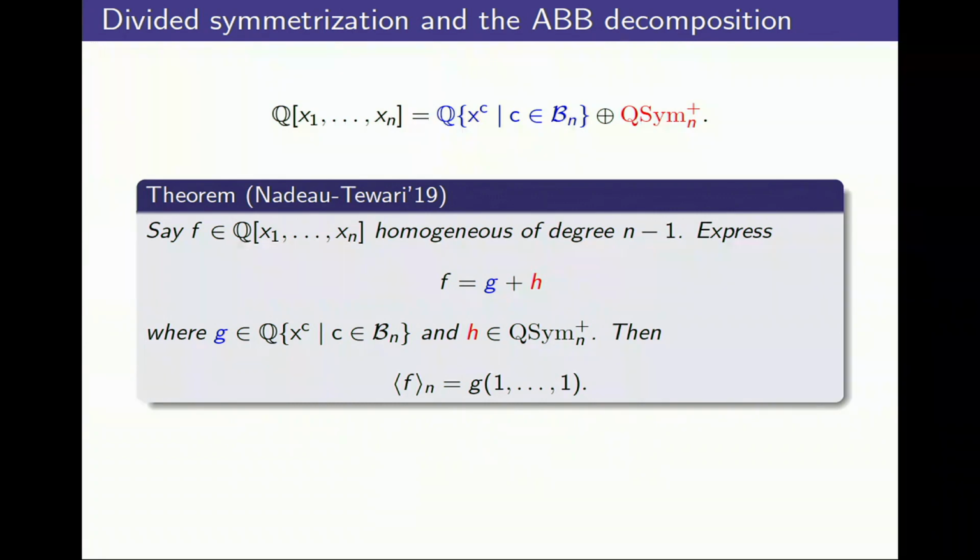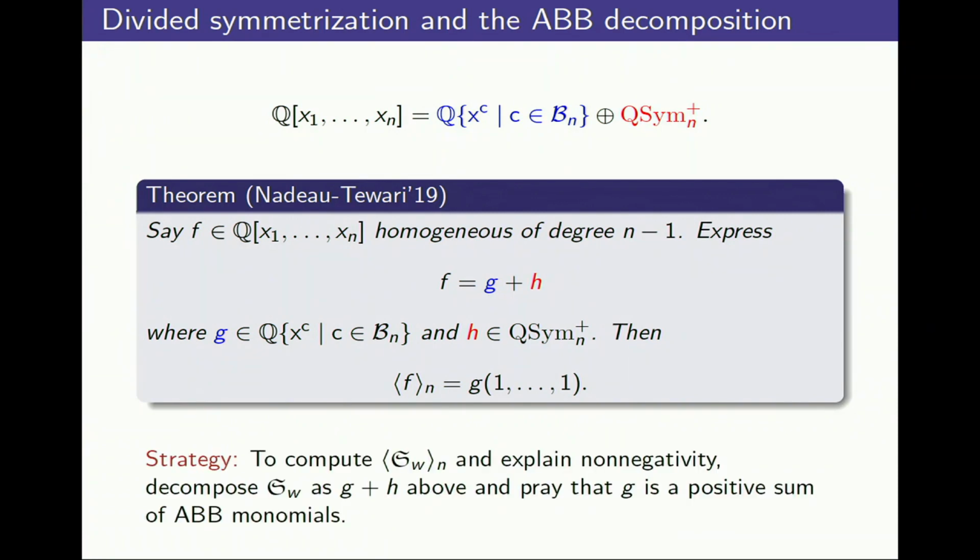So I can turn this task, which is a rational function operation, into a coefficient, sum of coefficients business. And that's essentially what we will do to compute the divided symmetrization of Schubert polynomials, and to explain its non-negativity, find a way to split this Schubert polynomial into its good piece and the red piece. And if all goes well, then the good piece has positive coefficients. Just sum the coefficients, and that's your positive quantity. Okay? So this is a strategy.